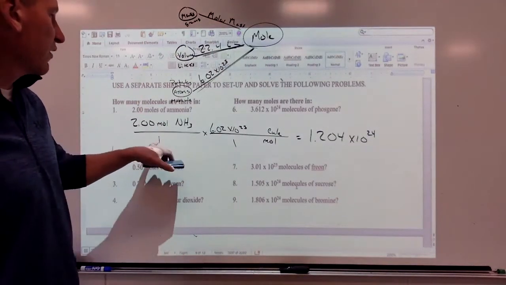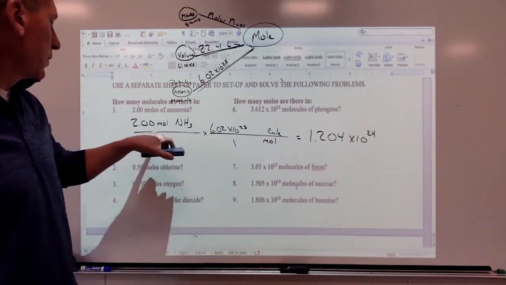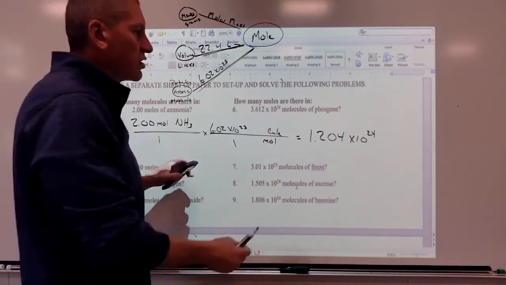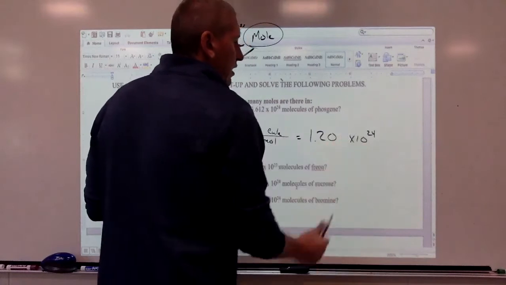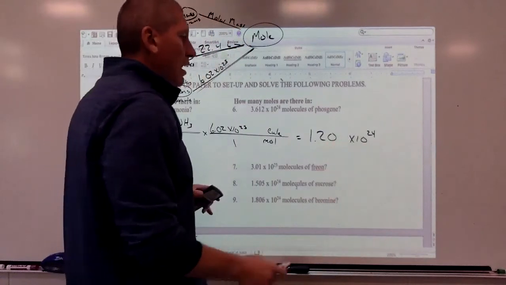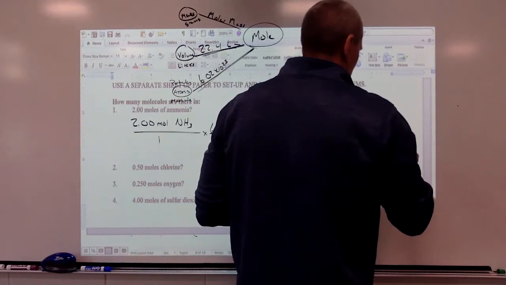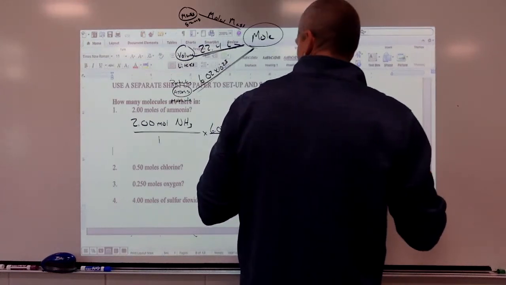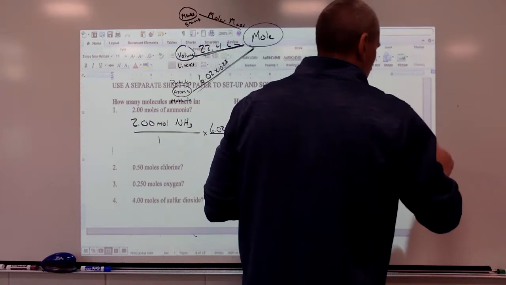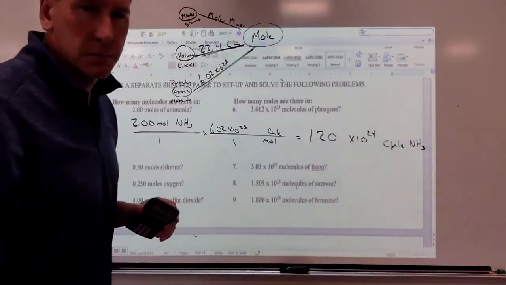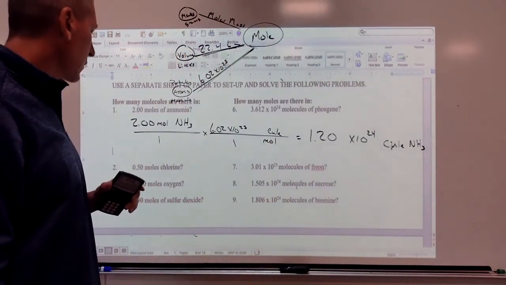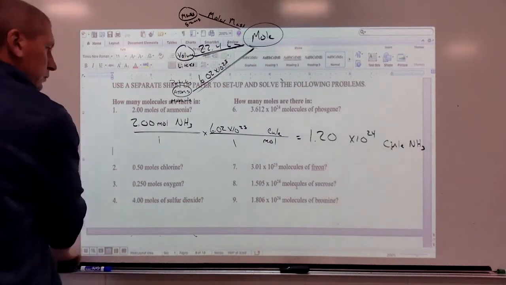Okay, so if I'm doing sig figs though, there's 3 there, there's 3 there, so this should be 1.20 times 10 to the 24th molecules of ammonia NH3. Okay, let's try another one.